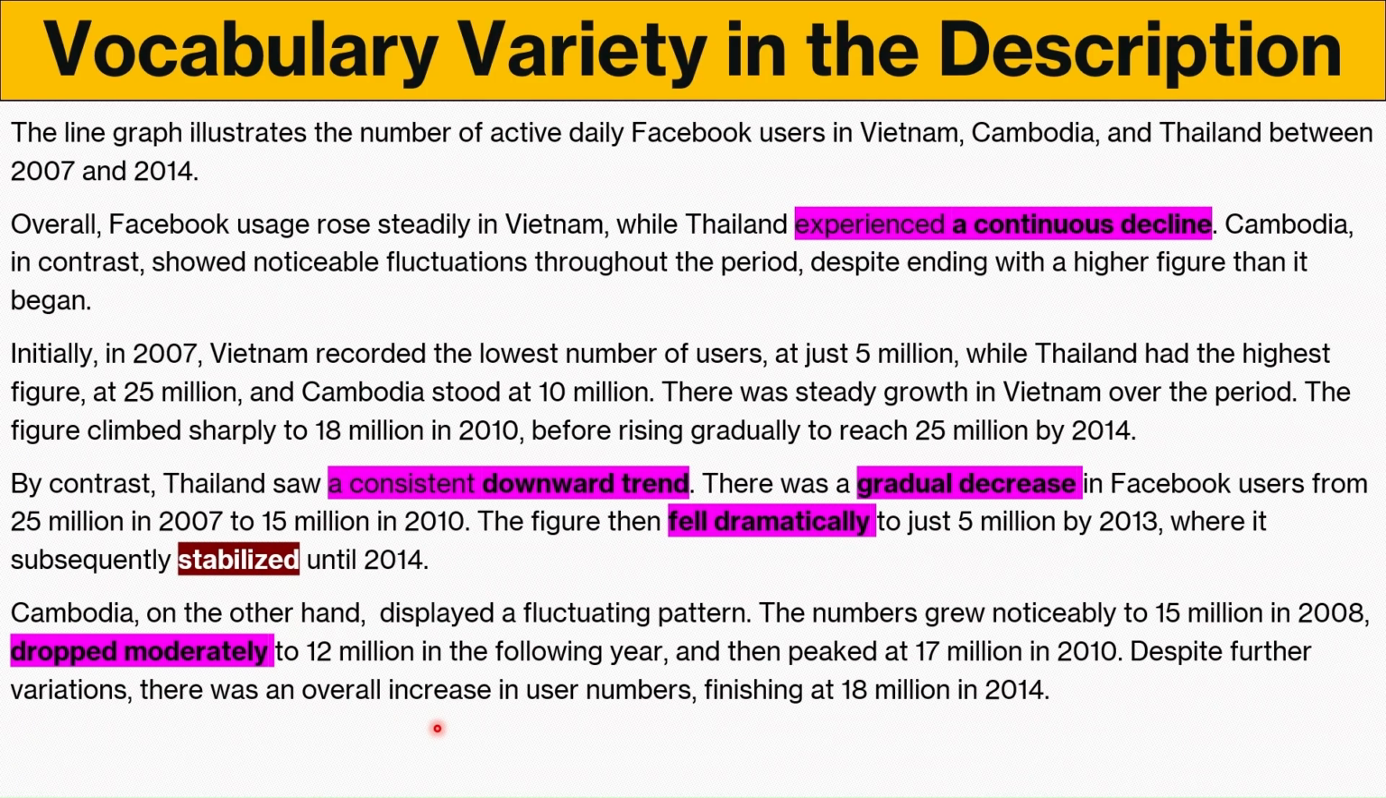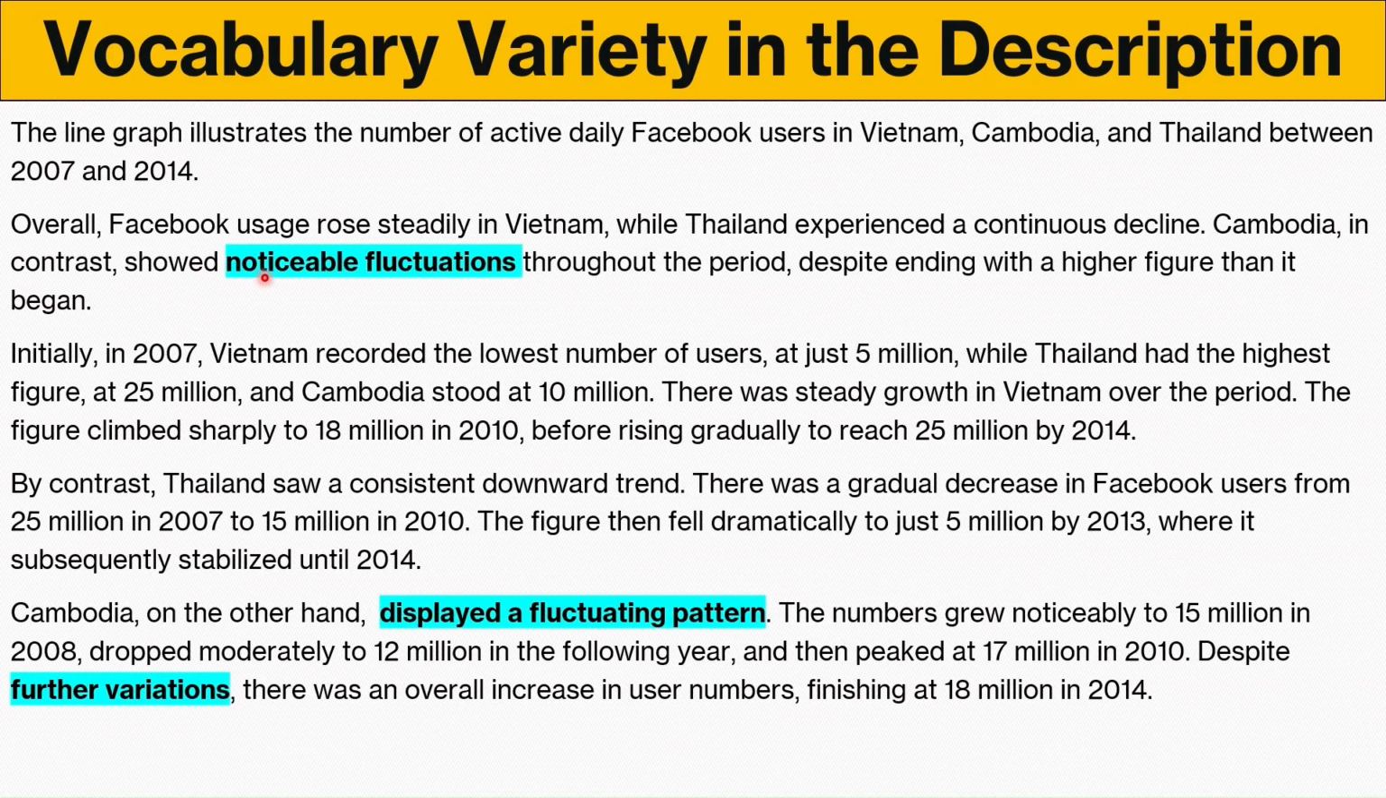When describing downward movement, the text uses experienced a continuous decline, a consistent downward trend, a gradual decrease, fell dramatically, and dropped moderately. Again, the meaning is similar, but the wording changes. The word stabilized is used to show when the trend levels off. For fluctuations, phrases such as noticeable fluctuations, displayed a fluctuating pattern, and further variations help avoid repeating the same noun.